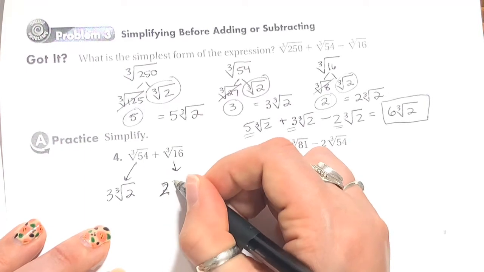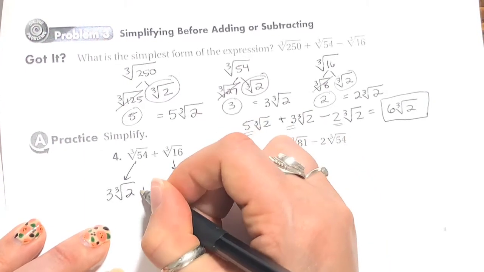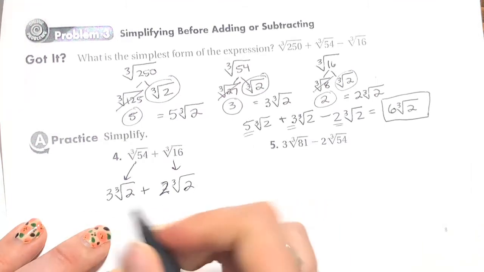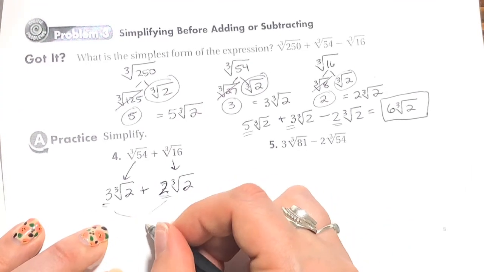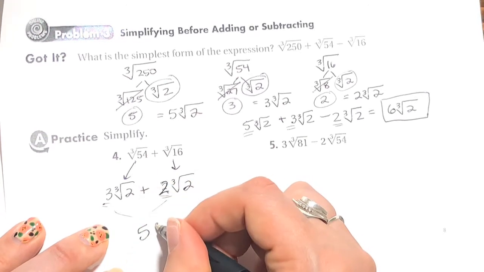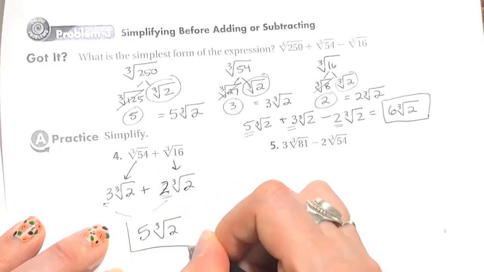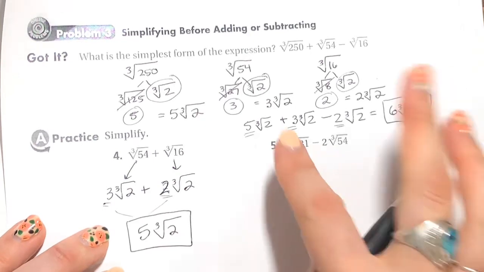Let me write that a little bigger. 2 cube roots 2. And they're asking us to add them this time. So just take those coefficients, the 3 and the 2. 3 plus 2 is 5. And then keep the cube root of 2 on the back. And that's your answer. So that was kind of easy because we already did the work up above.